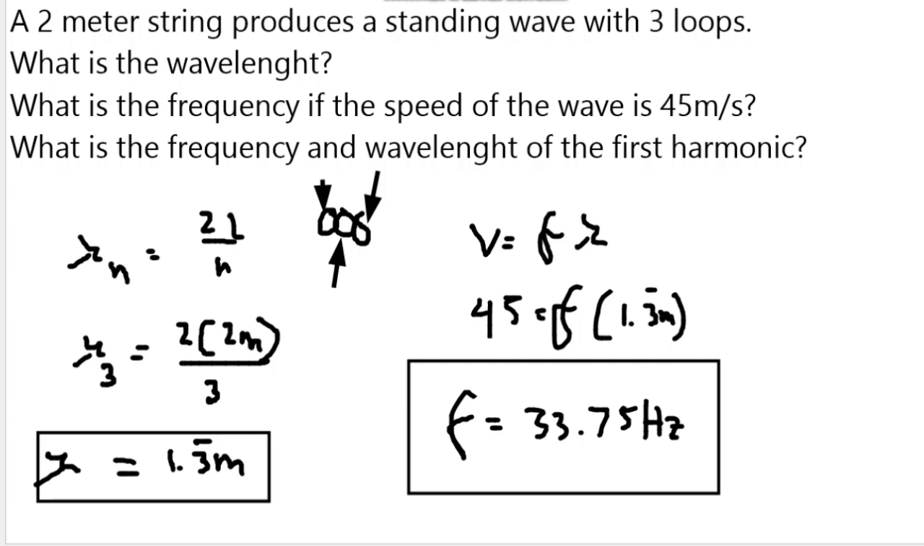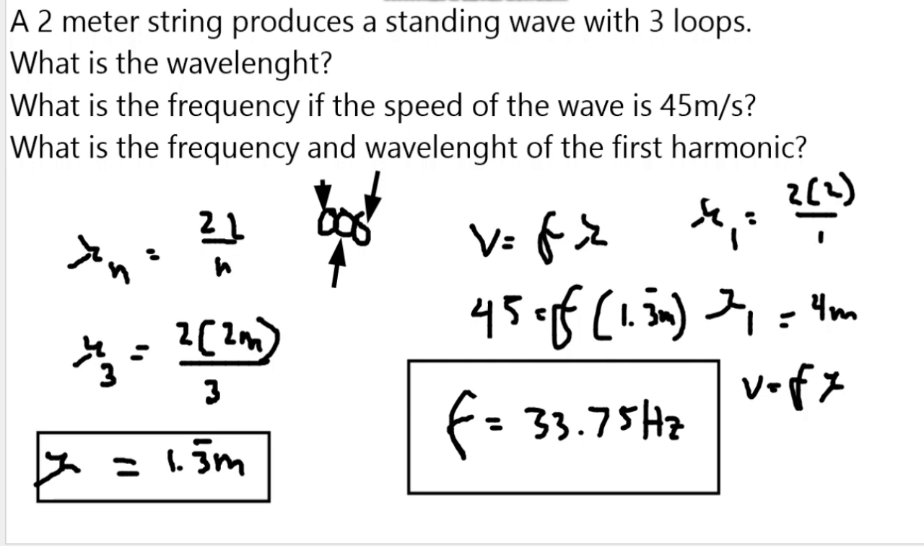Now, what is the frequency and wavelength of the first harmonic? So we can just use this equation once again. So lambda 1 is equal to 2 times 2, and let's divide this by 1. So the wavelength of the first harmonic is going to be 4 meters. So it doesn't lose that much. It basically extends. So let's calculate the frequency. So 45 divided by 4.